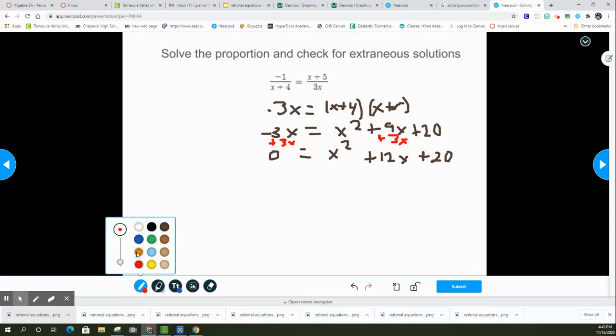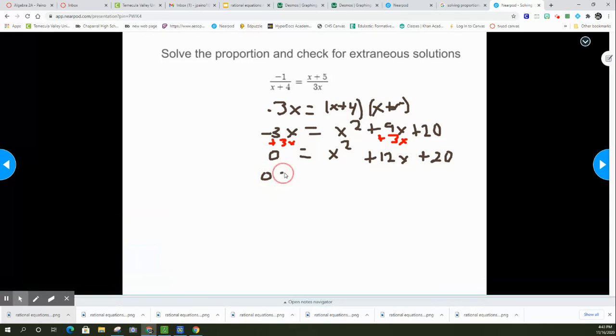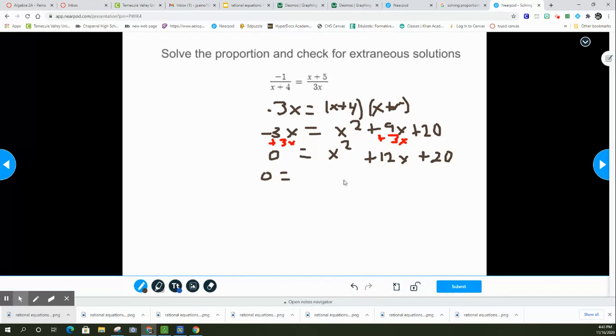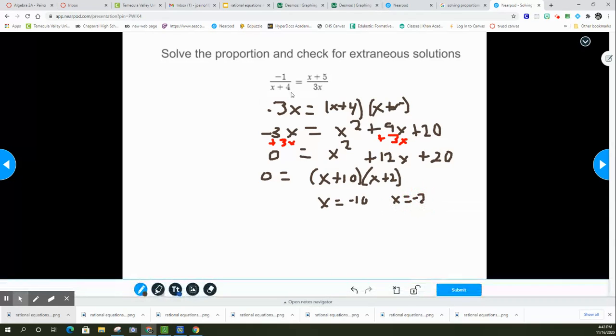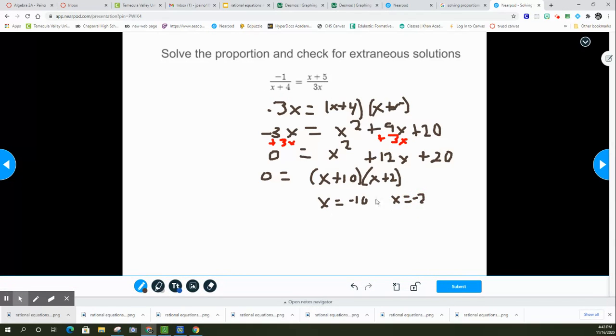All right, and now I just have to factor to solve. You could use the quadratic formula if you want, but this one's factorable. What multiplies up to 20 and adds up to 12 is going to be x plus 10, x plus 2. So my answers are negative 10 and negative 2. And so as I said earlier, only negative 4 and 0 would not have worked. So both of those answers work.